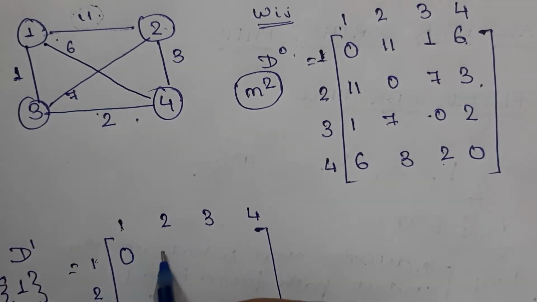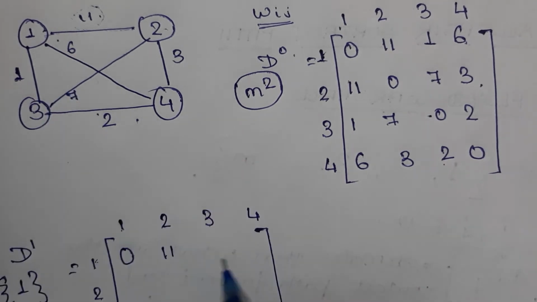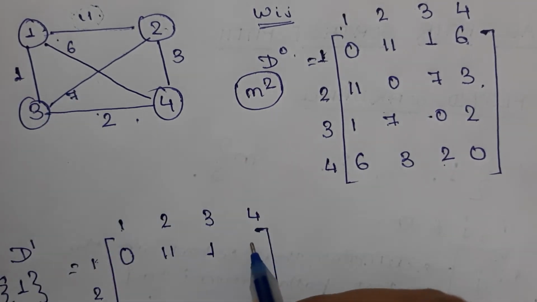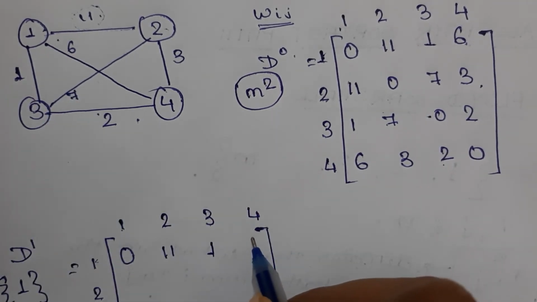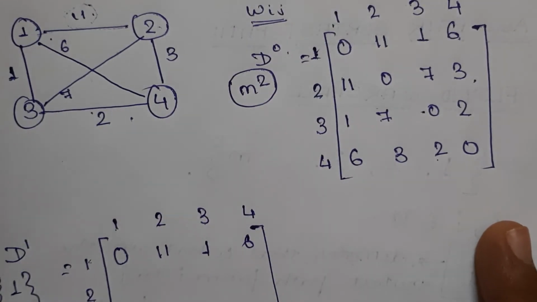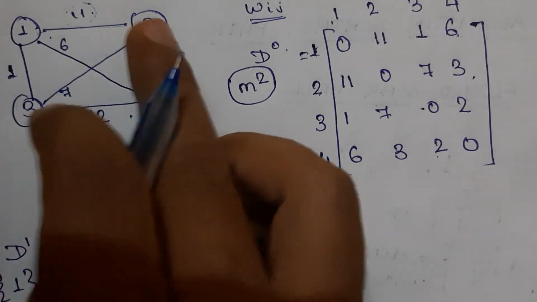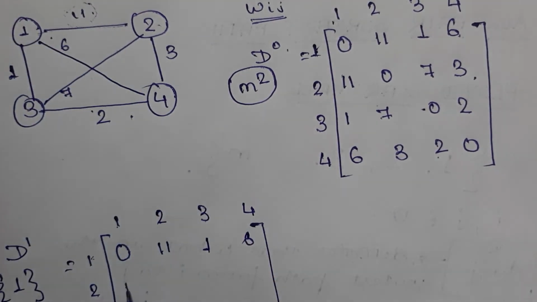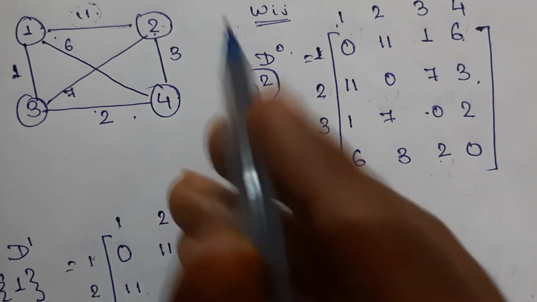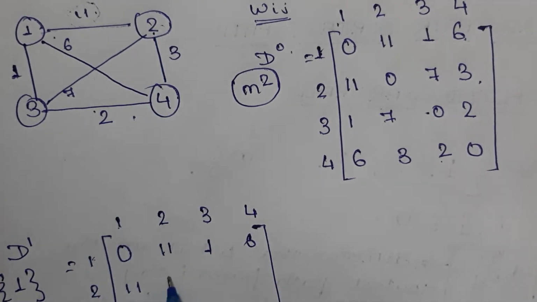1 to 2, it's 11. 1 to 3, it's 1, and 1 to 4, it's 6, right? Now 2 to 1, it's 11. 2 to 2, there is no self loop, so it will be 0.